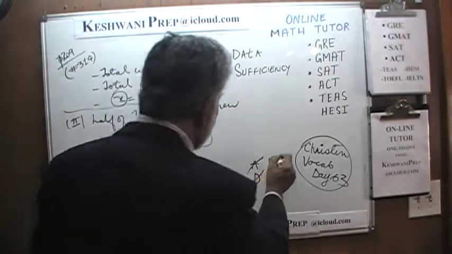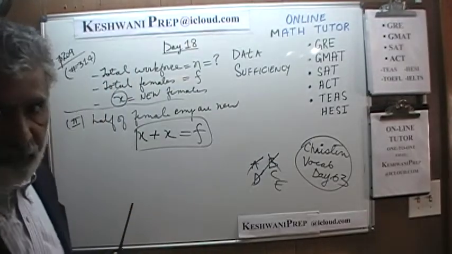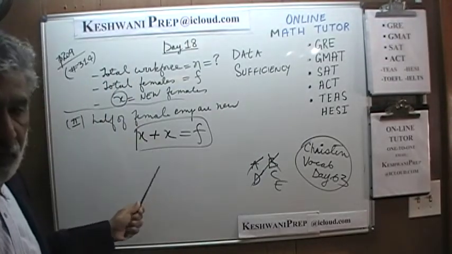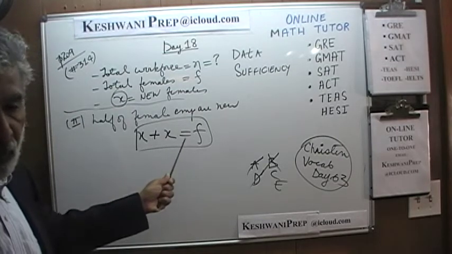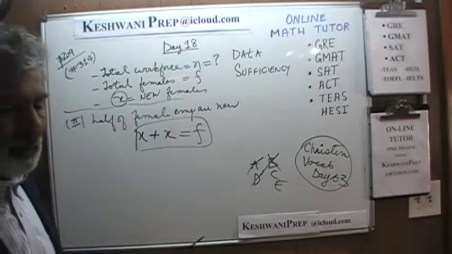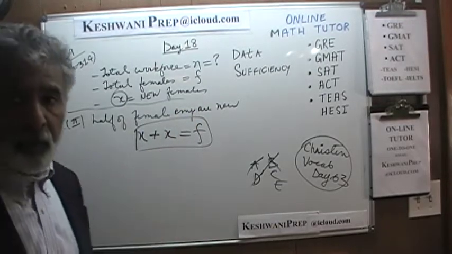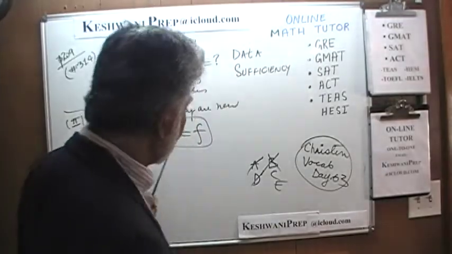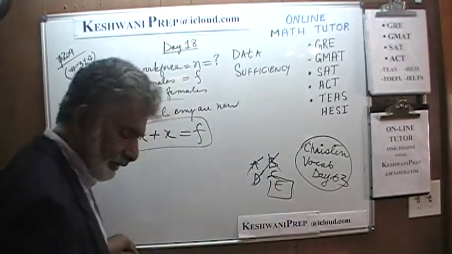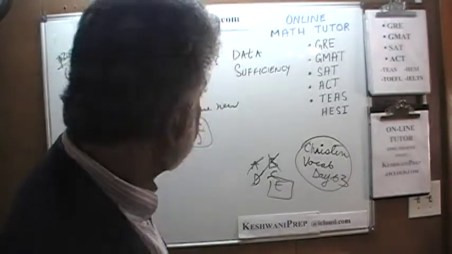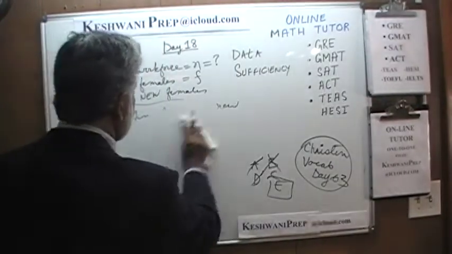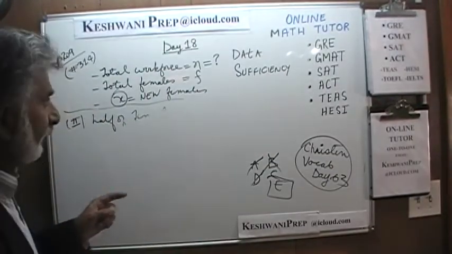The second statement by itself is again not enough. Putting the first statement and second statement together, because the second statement gives us nothing at all about N, putting the two statements together will still not get us anywhere. The answer is E. We simply do not have sufficient data here. Data sufficiency, right there.